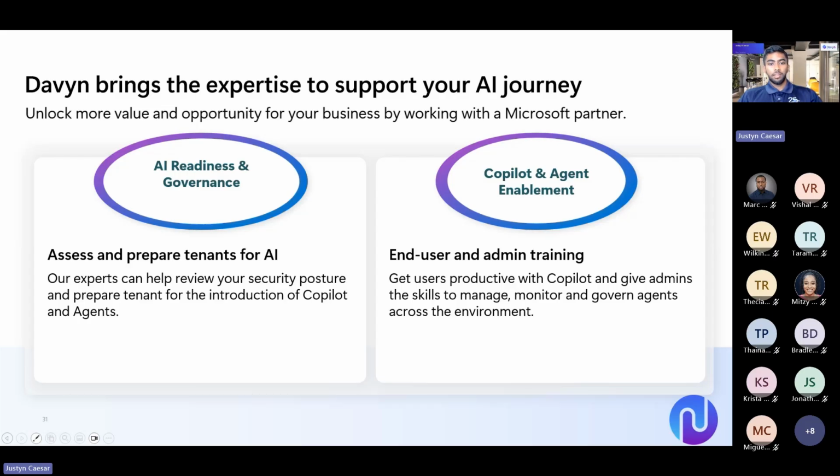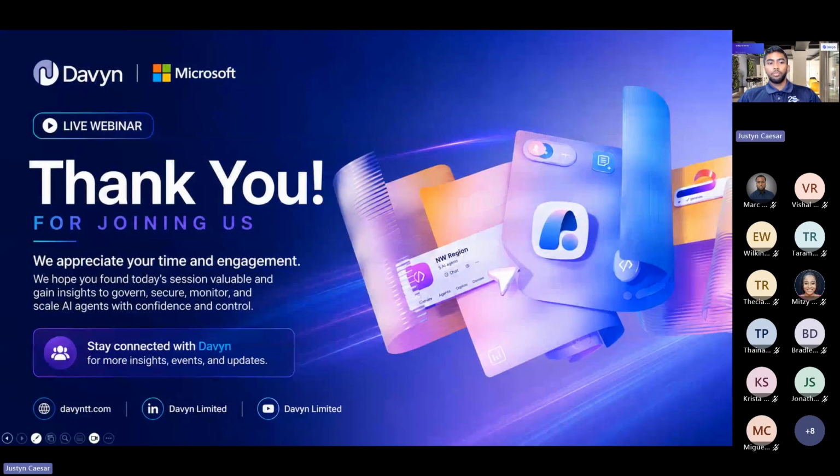The second part is enablement. This comes in the form of training, hands-on, in person if preferred. And this training goes for both your end users, to help them get the most out of their Copilot and agent interactions, but also for the admins, like most of you here today, helping to equip you with the necessary skills to configure, manage, and monitor AI within your organization. So that's really it for the session today.